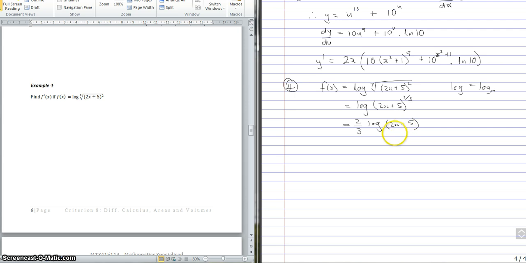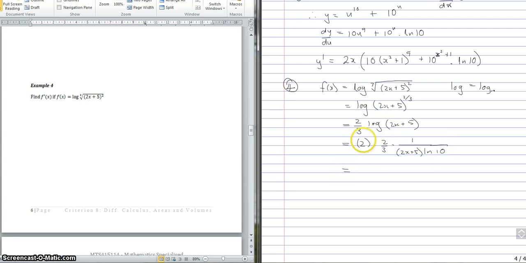And we've got a composite function here. So we need to multiply the derivative of 2x plus 5 by the derivative of the whole part. Okay, so that's 2. That's our derivative of 2x plus 5, multiplying that by 2/3 times the log of that, which is going to be 1 over 2x plus 5 times the natural log of 10, because that's our base here.